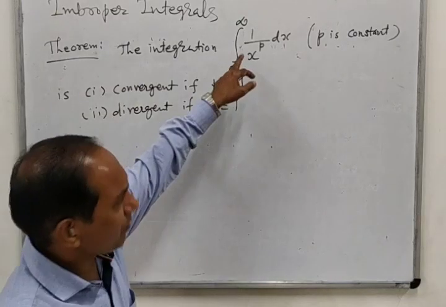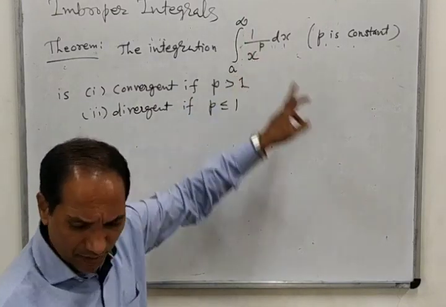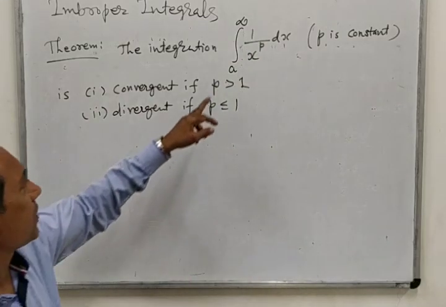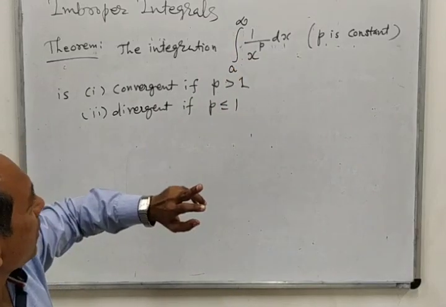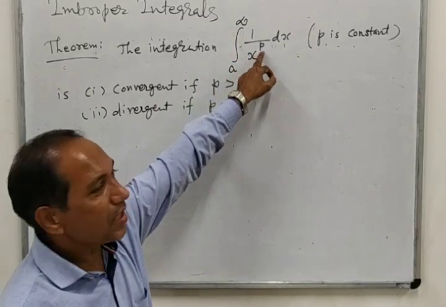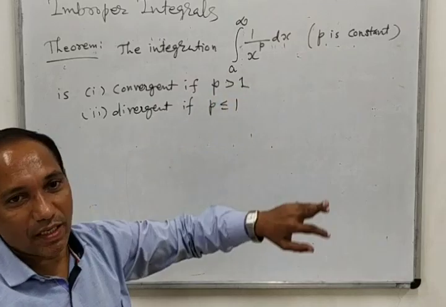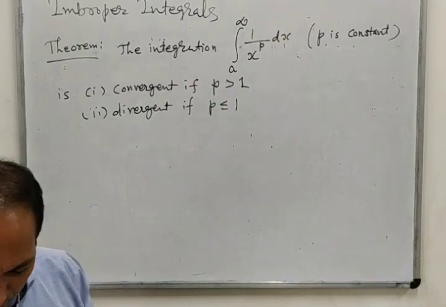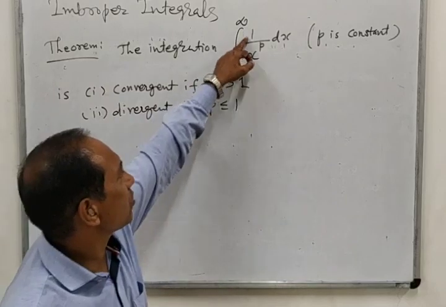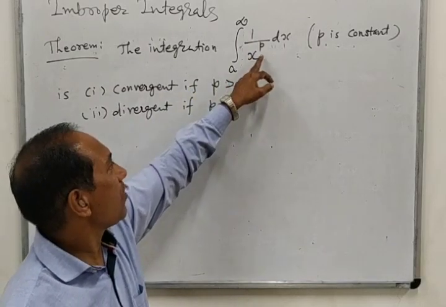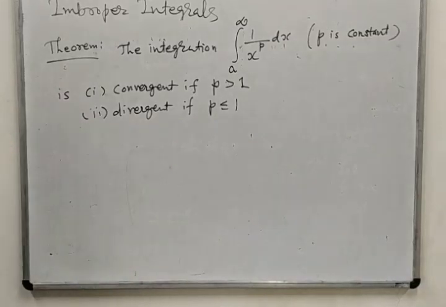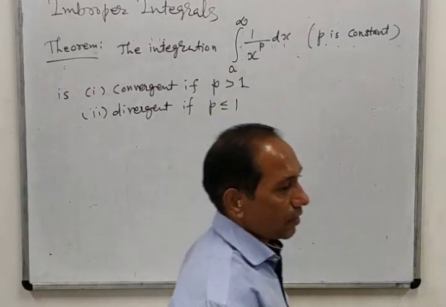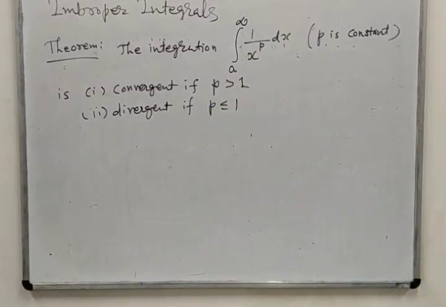The first example we have seen was 1 upon x cube, and that integration was convergent because there p equals 3, which is greater than 1. The second example was 1 upon x raised to minus 2, where p equals minus 2, which is less than or equal to 1, and we saw that this integration was divergent.